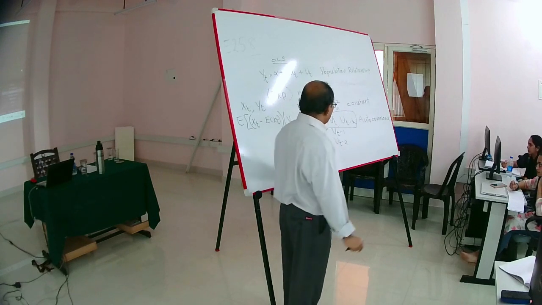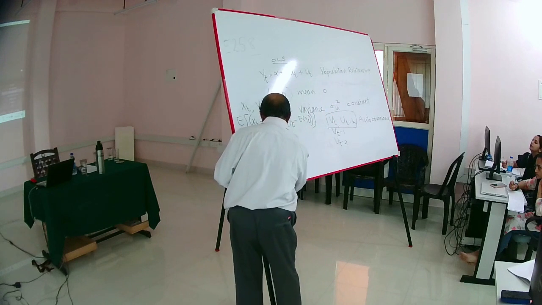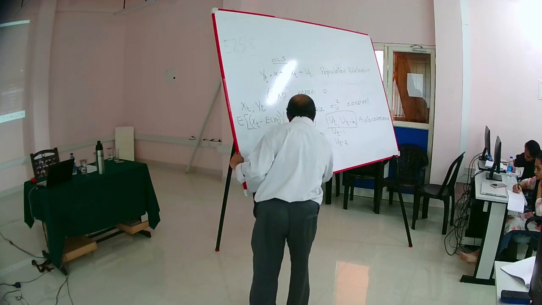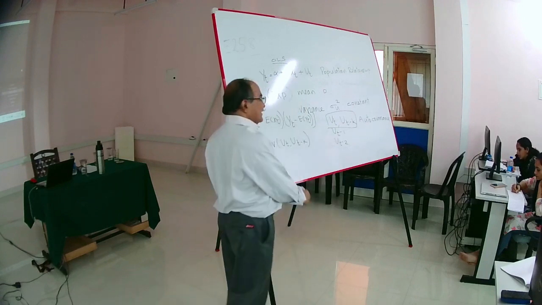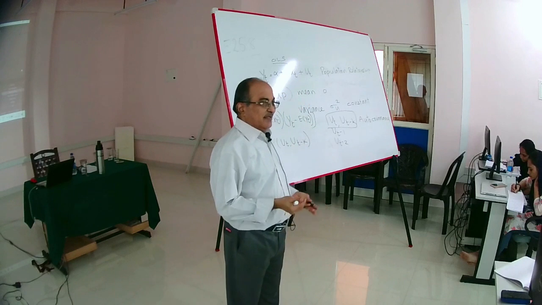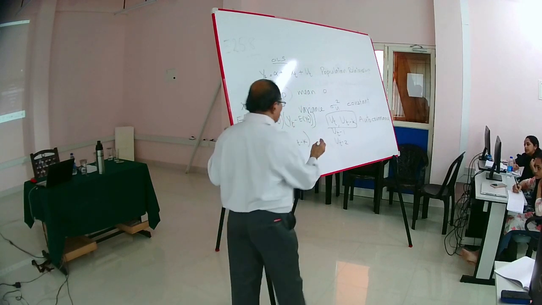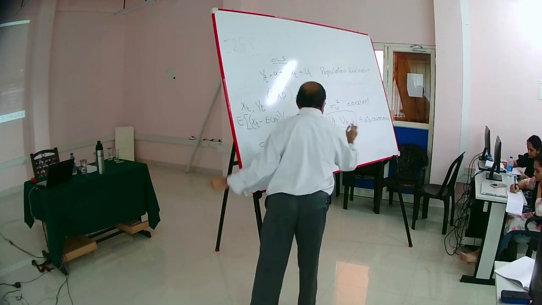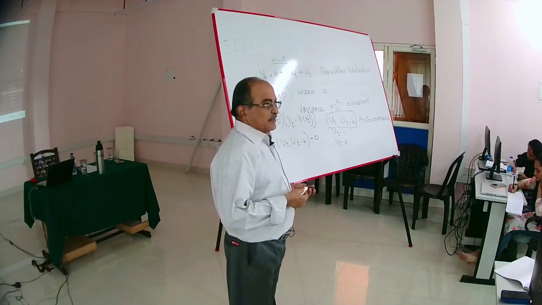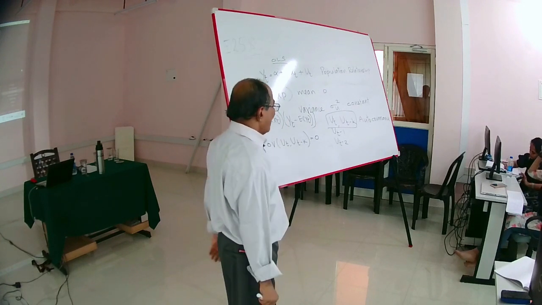Okay, and we can write the covariance of ut and ut minus k like this, covariance of ut and ut minus k. And this covariance is assumed to be 0 for the ut. Autocovariance is 0.